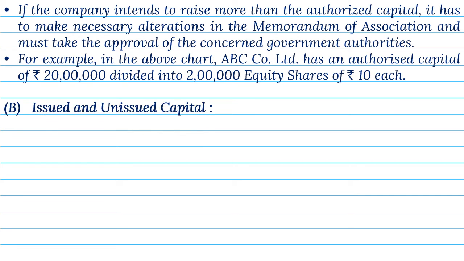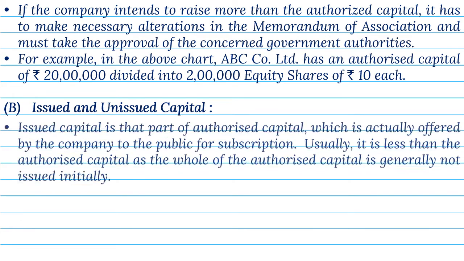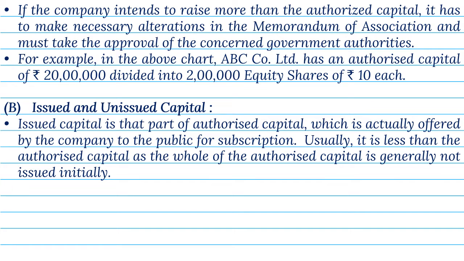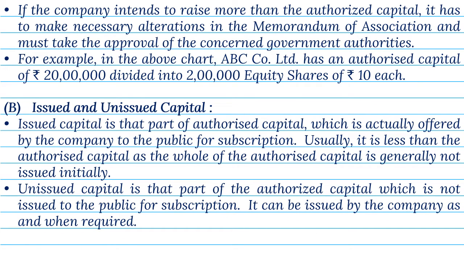B. Issued and unissued capital. Issued capital is that part of authorized capital which is actually offered by the company to the public for subscription. Usually, it is less than the authorized capital, as the whole of the authorized capital is generally not issued initially. Unissued capital is that part of the authorized capital which is not issued to the public for subscription. It can be issued by the company as and when required.